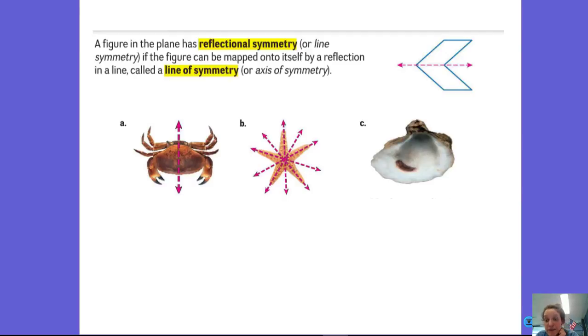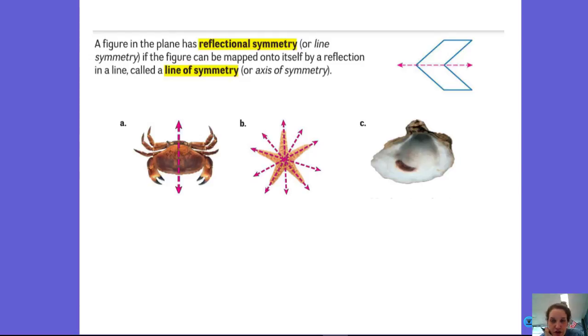Today we're going to talk about symmetry. Figures have symmetry if there is some sort of transformation, so either a reflection, a rotation, or a translation, that maps the figure onto itself. I can transform it, and the original and the mapping are the exact same shape.